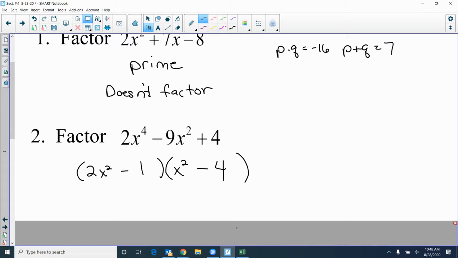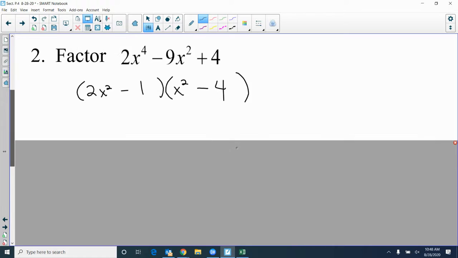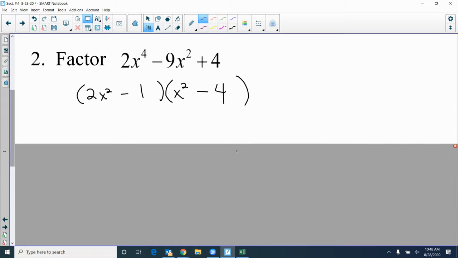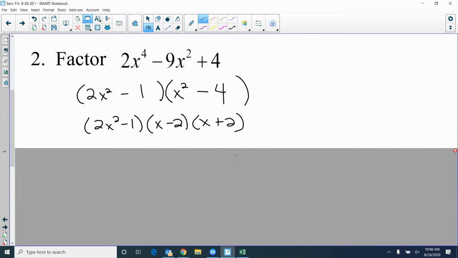Now I'm not done. Still got to do what? You got to double check and see if anything will factor again. 2x squared minus 1 will not, but x squared minus 4 is a difference of squares, and it'll factor into x minus 2, x plus 2. Okay? So always double check in there.